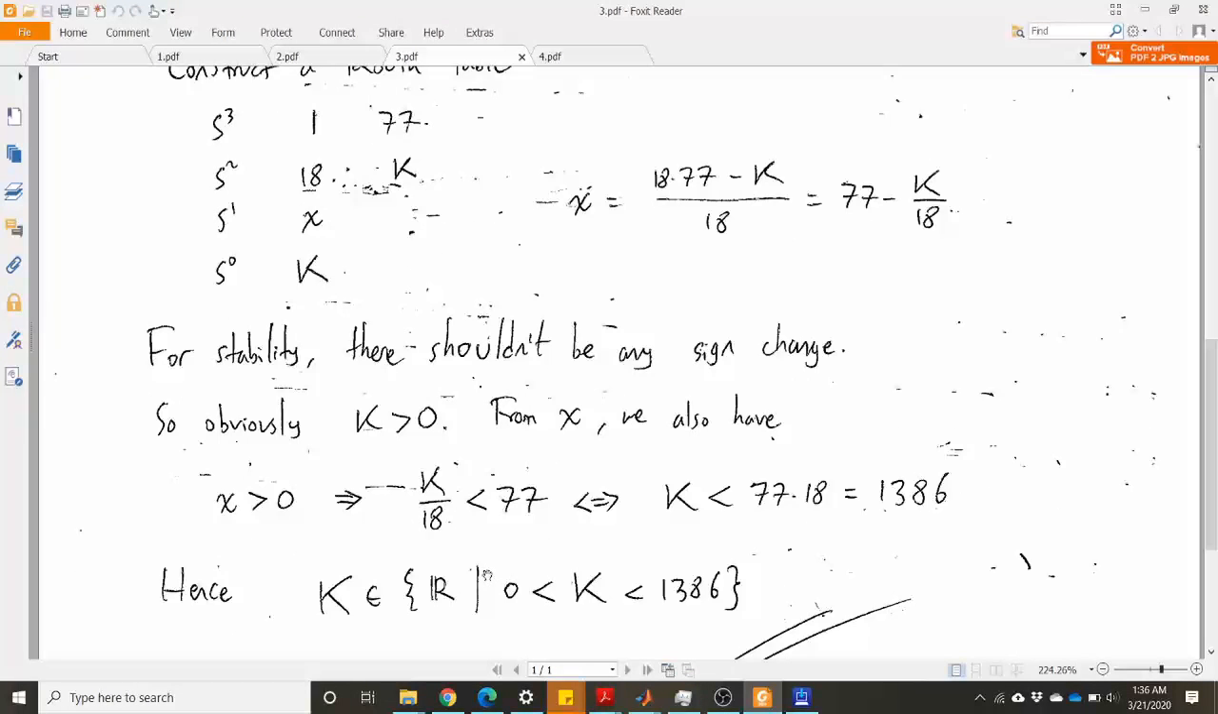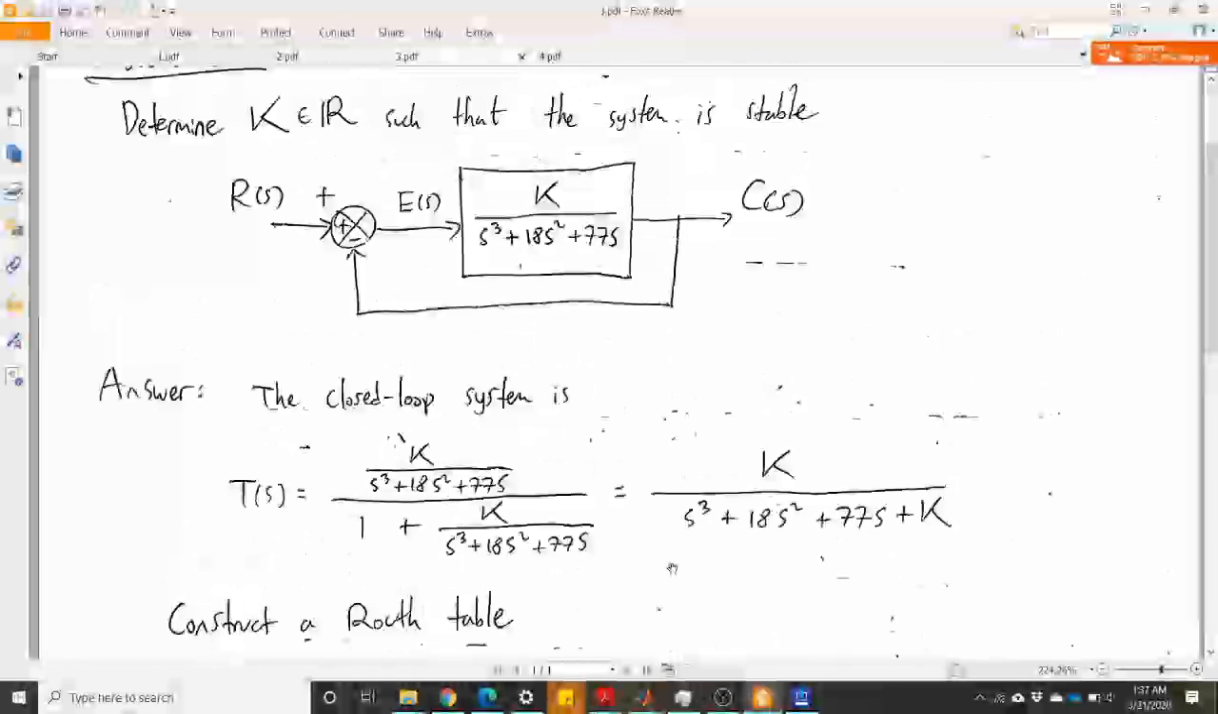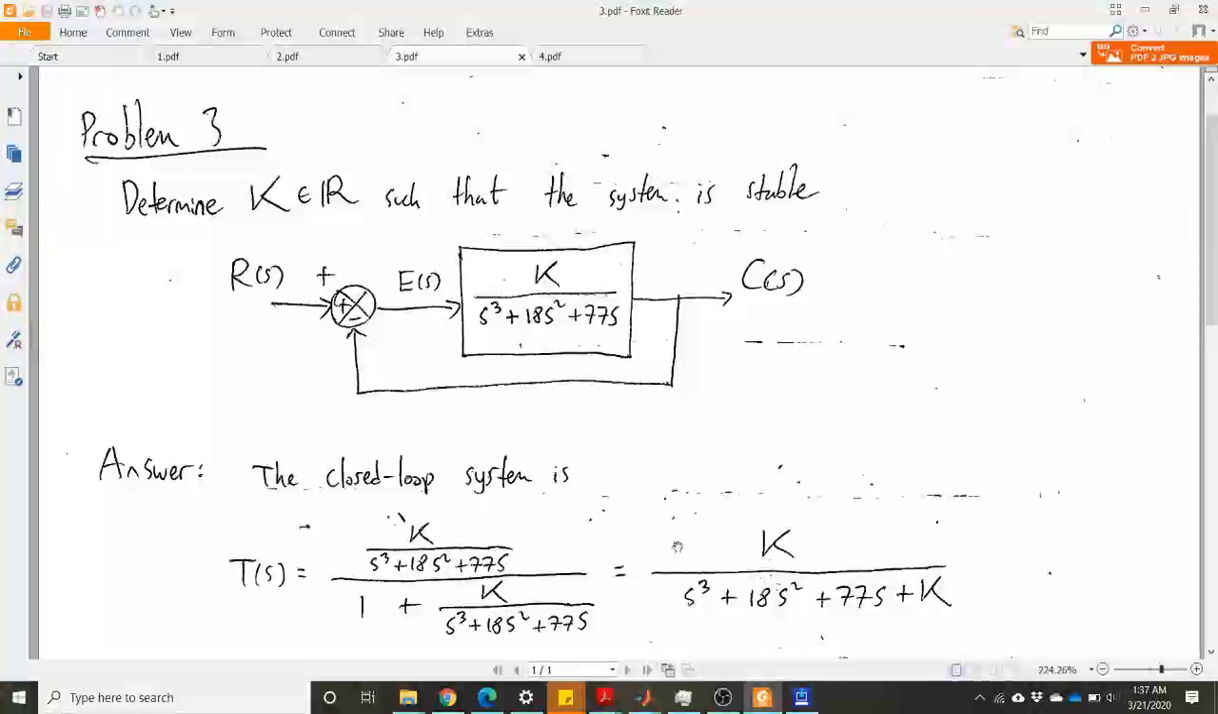So in conclusion, to stabilize the closed loop system, we need k to be inside this set. So k will be a positive real number which is less than 1386. So that's a pretty simple problem.